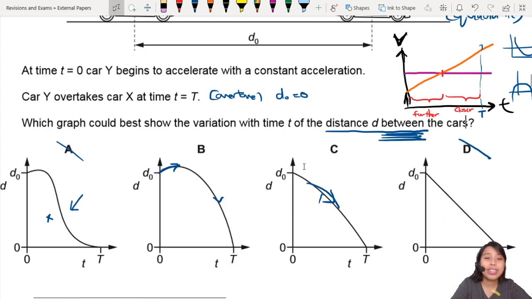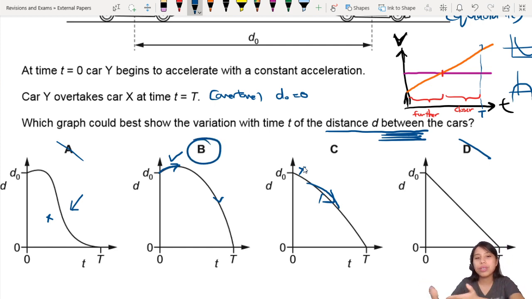So this is where the tricky part comes in. Okay, so this part is correct. This one is wrong. You should get further first, then only you start to catch up. So that's kind of similar to A. So I guess this part is correct, but the ending part is wrong. The trend, the quadratic shape.